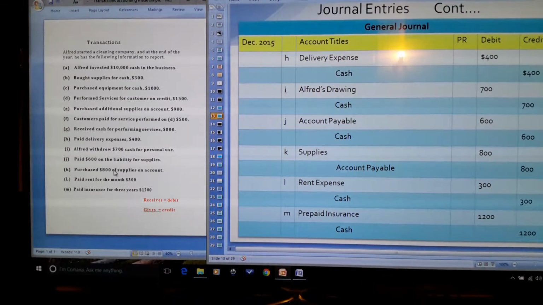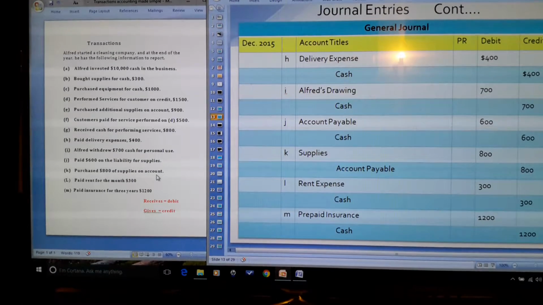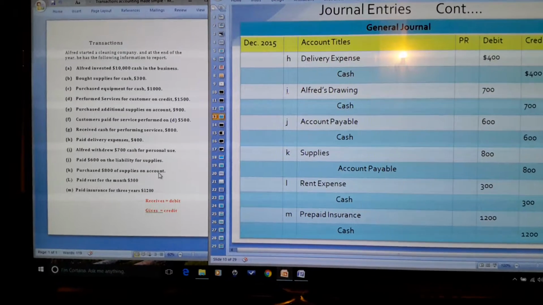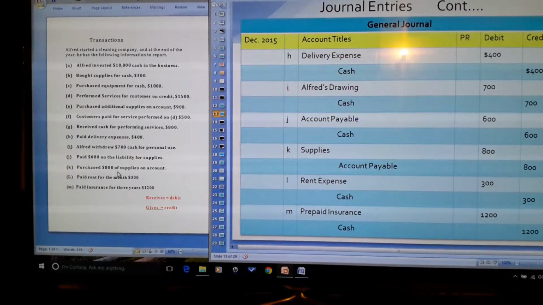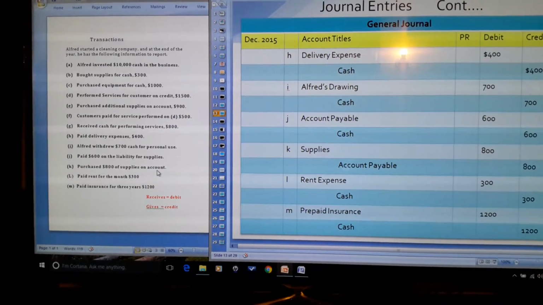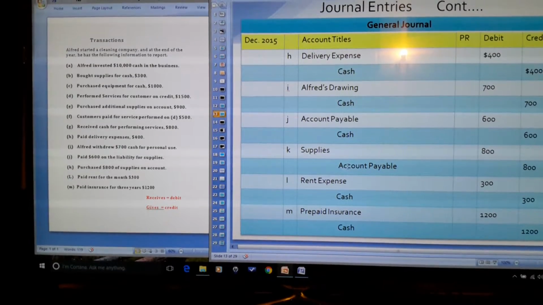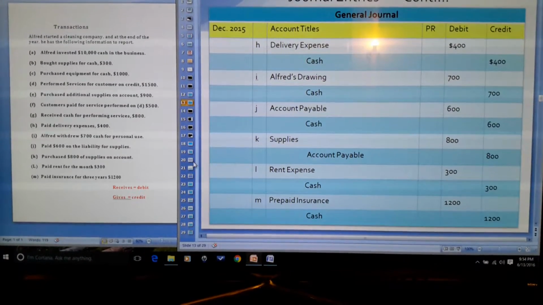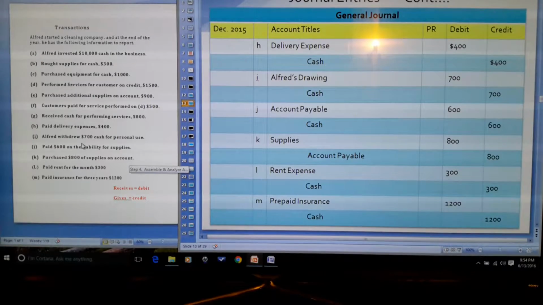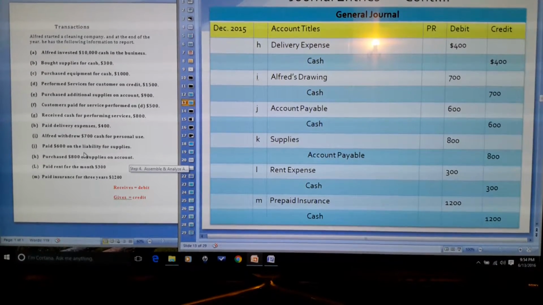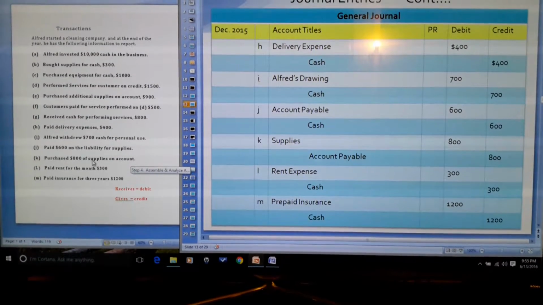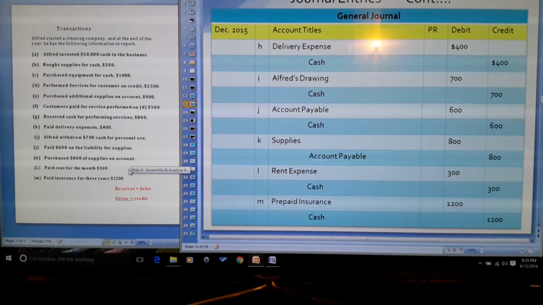Purchase 800 of supplies on account. You purchase 800 of supplies, so this is another accounts payable. You purchase supplies, but you haven't paid the person yet. So these are purchases on credit. So what do you do here? Since you are using accounts payable for supplies, you debit supplies and credit accounts payable.